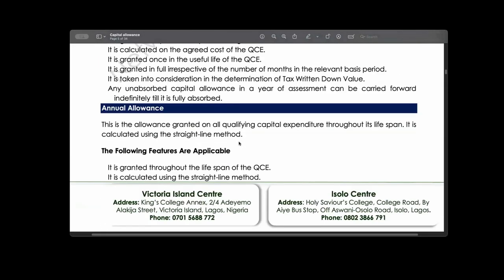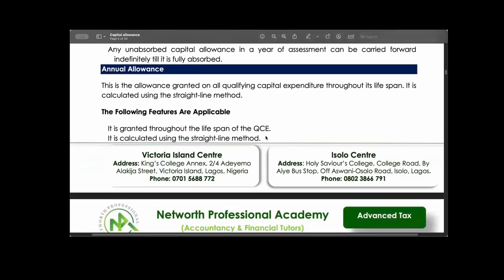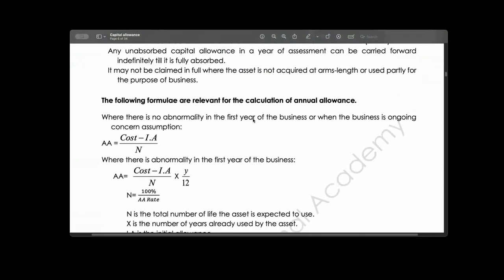Now we talked about annual allowance, where I said annual allowance is granted to the taxpayer, which is going to be calculated all through the useful life of the assets. That is, it spans through the useful life of the assets. In my last class with you, I gave you the formula for calculating annual allowance, where the basis period is equal to 12 months, or where the basis period is less than 12 months.